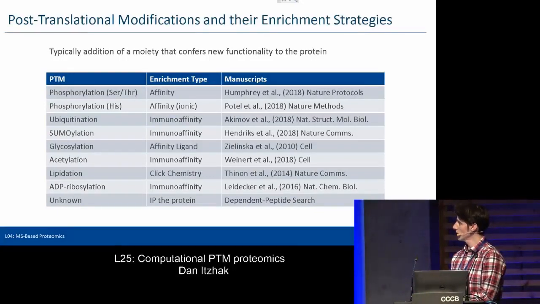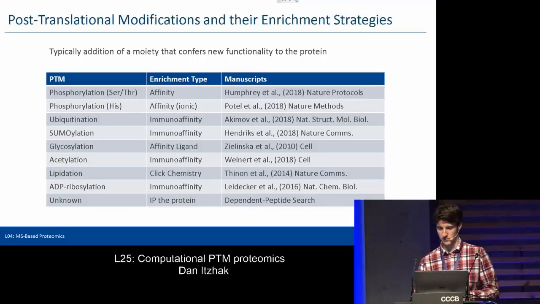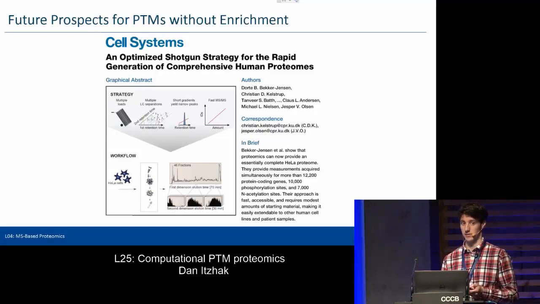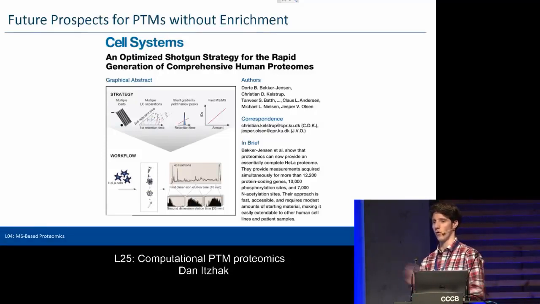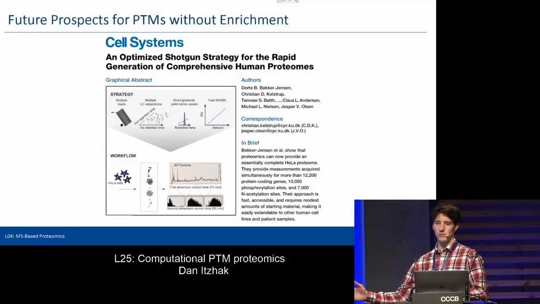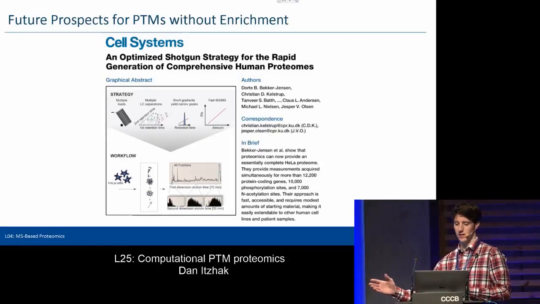From Pavel's talk, we already know that you may have some kind of unknown modification. And there I would recommend to IP the protein to get some kind of purity, and then do a dependent peptide search. So, are there any chances in the future to not have to do these enrichment steps? I mean, this would be the ultimate goal of PTM proteomics: to get so deep with our full proteome that we get all of these PTM peptides in there.